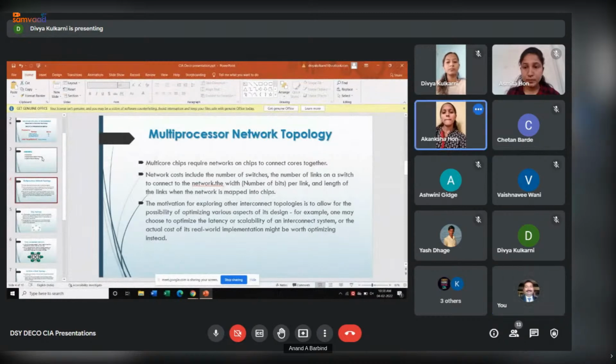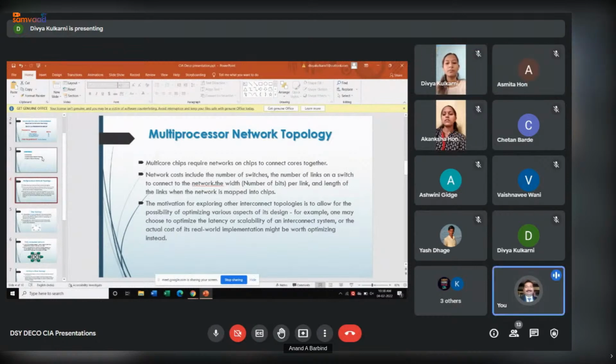Ring. In ring topology, nodes are connected in a circular manner, and in bus topology, nodes are connected sequentially, meaning only one communication cable. Yes, sir. When one node fails, all nodes fail.